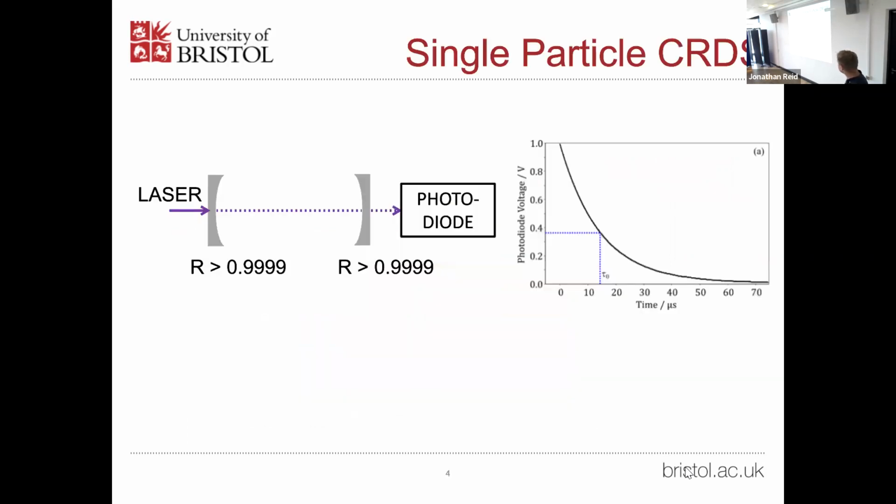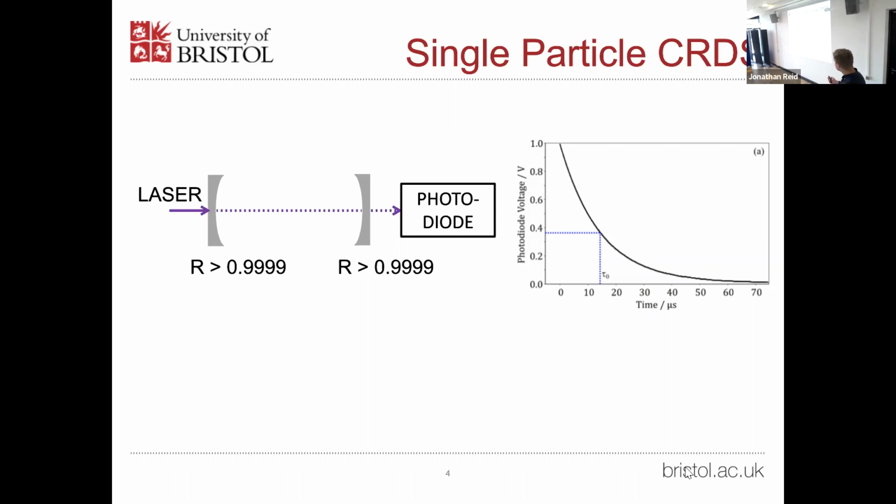So the experiment, single particle cavity ring-down spectroscopy: we send a packet of light energy into the cavity. It's defined by these two highly reflective mirrors. The light traverses back and forth in the cavity between the two mirrors. Some of the light leaks out and is collected at the photodiode, and then the time taken for the light intensity to decrease to 1/e of the original intensity, we term this tau naught here.